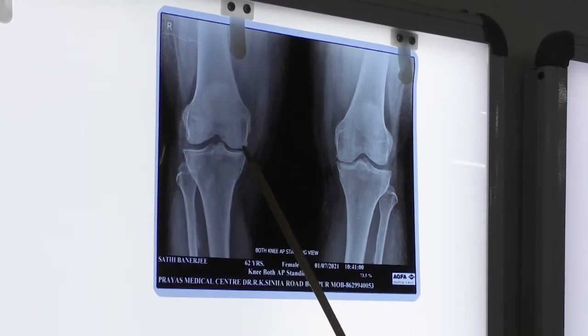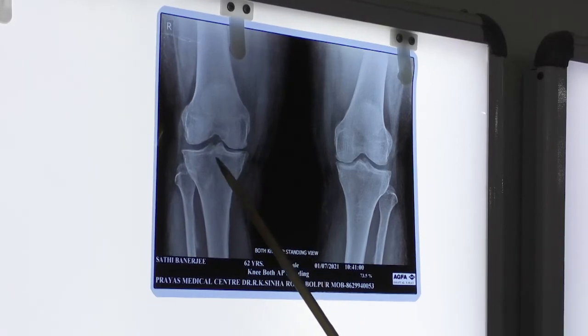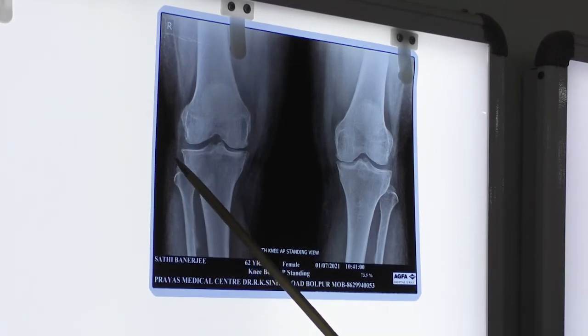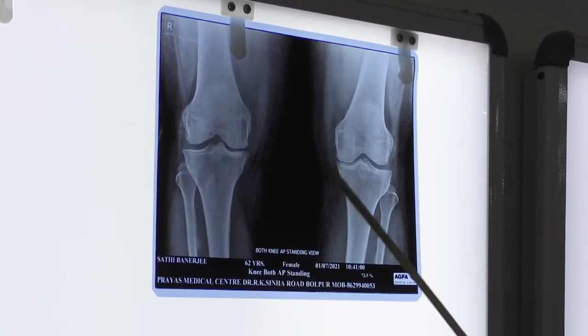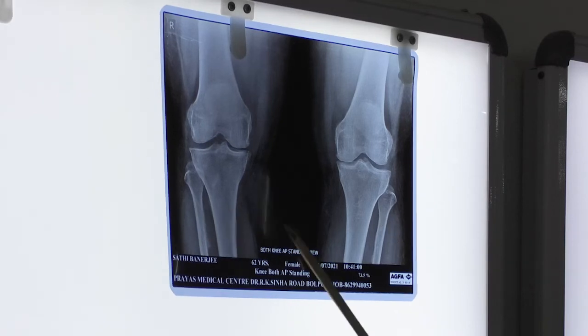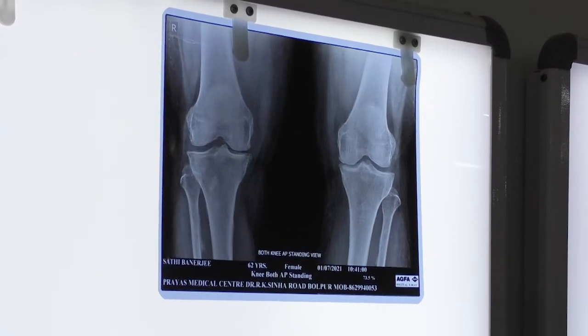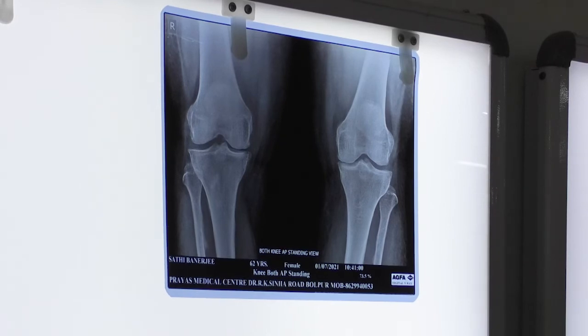Next we can see this is the medial condyle of the femur and this is the lateral condyle of the femur. This is the medial condyle of the tibia, this is the lateral condyle of the tibia, and below that going down we can see the head of the fibula. And this is the neck of the fibula. You can see there is an eminence, called the intercondylar eminence, which is very much prominent in AP view, which is not so prominent in lateral view.